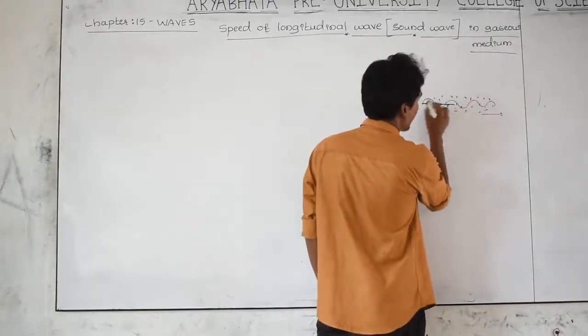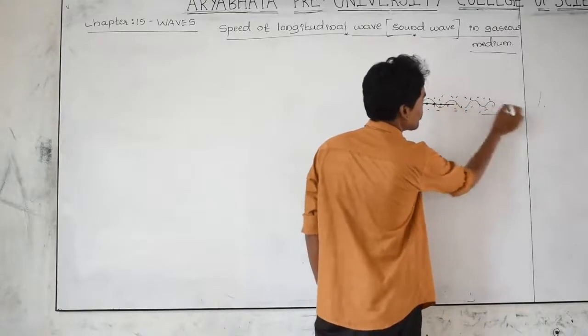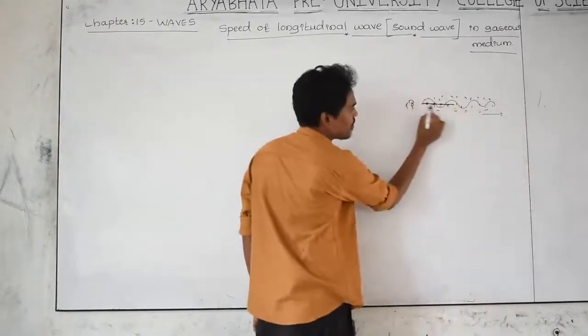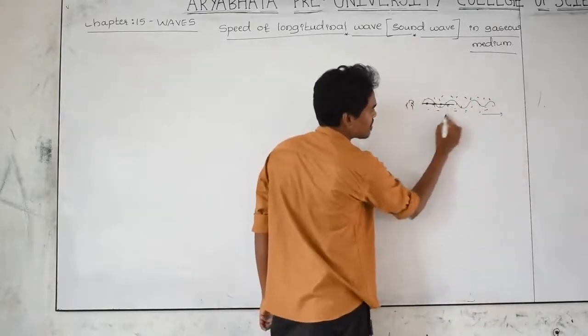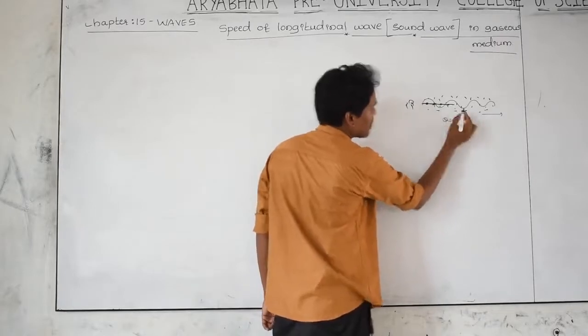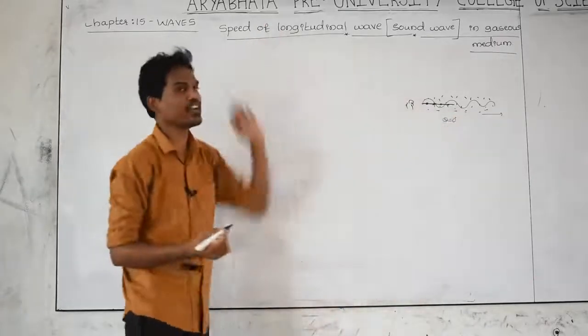This wave is nothing but sound, a disturbance moving in this direction. Air particles are also vibrating in the same direction. Theta is equal to 0 degrees. Then this is the example for a longitudinal wave.